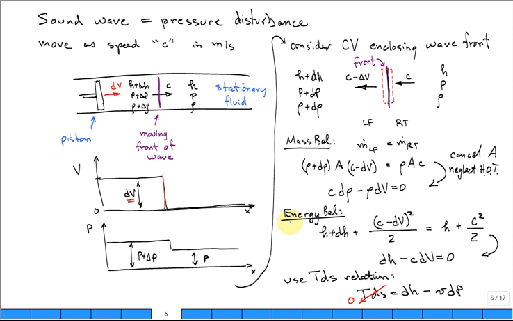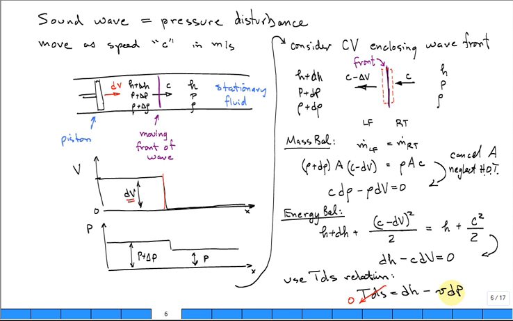Now do an energy balance for the same control volume. What comes in on the right is equal to what goes out on the left. Do some algebra, you get dh equal to c dv. Then you use the temperature-entropy relations, the T dS relations that we covered, noting that we're going to consider an isentropic disturbance. So it's an isentropic boost across that pressure wave. So T ds is 0, but dh is v dp.